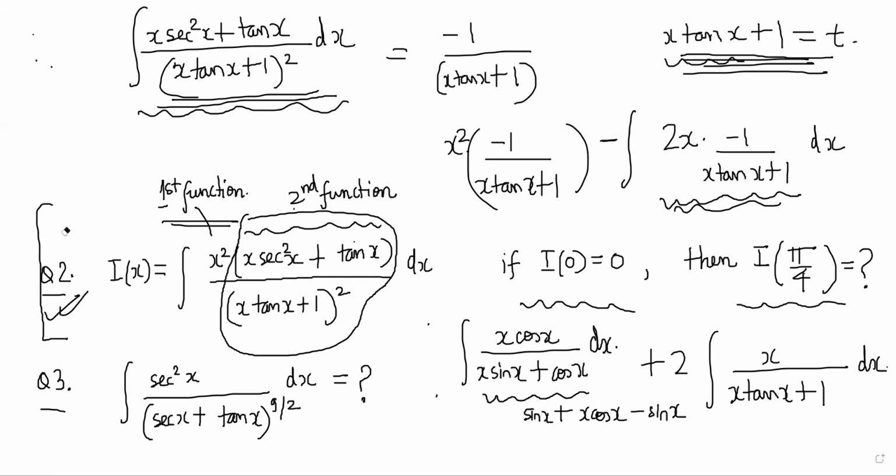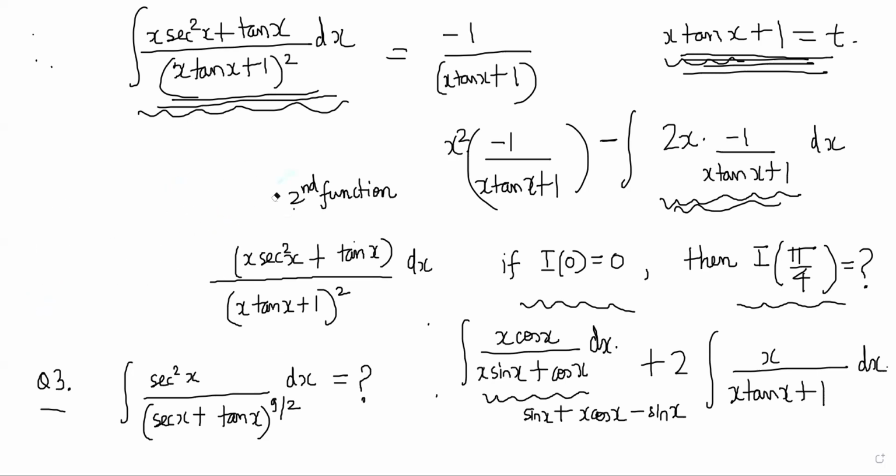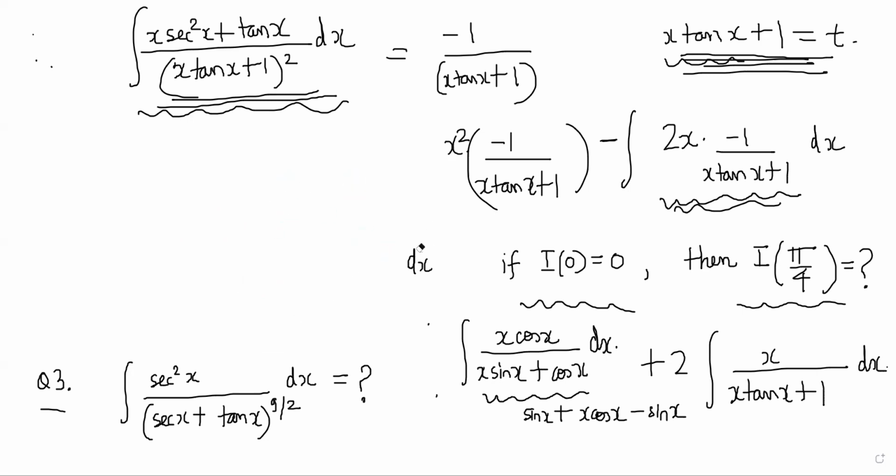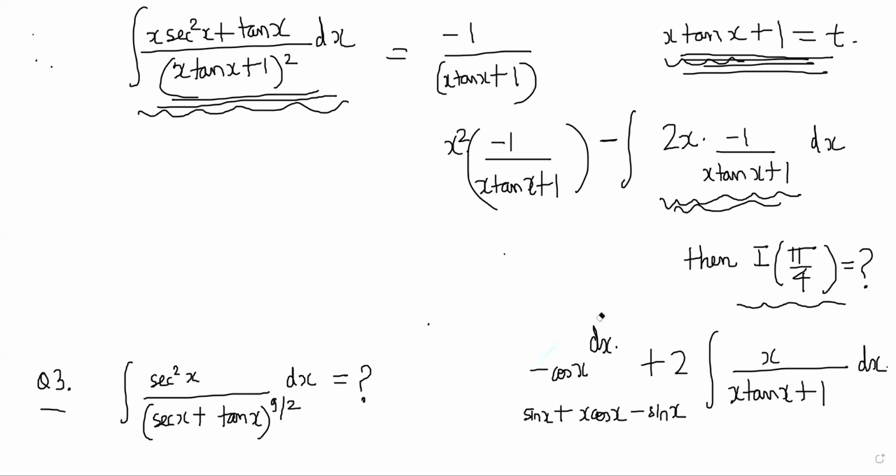Question 3. Shrish, have you got the answer finally? Yes, sir. What is the answer? So the answer is minus, inside the bracket, 1 by 7 sec x plus tan x power 7 by 2, plus 1 by 11 sec x plus tan x power 11 by 2 in the denominator. So that is correct, what you have done.